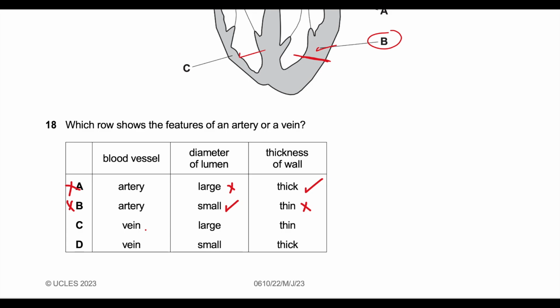C, the blood vessel is vein. The diameter of lumen is large. That's right. The thickness of wall is thin. This is also right. So C should be the right option. Let's see why D is not the right option. D, the blood vessel is vein. The diameter of lumen is small. That's wrong. And the thickness of wall is thick. That's also wrong. So the right answer here is what? C.